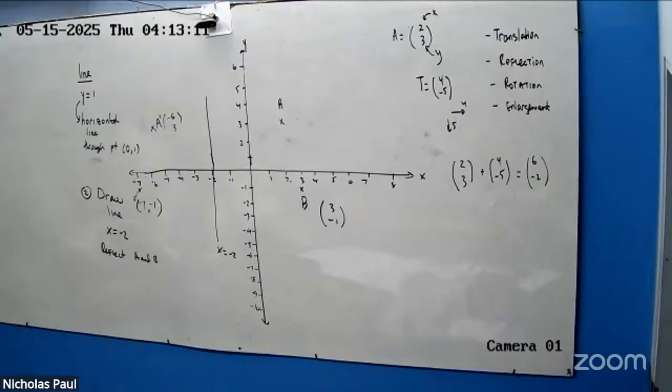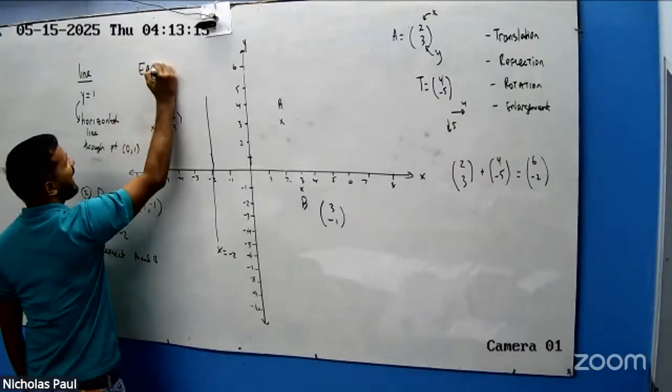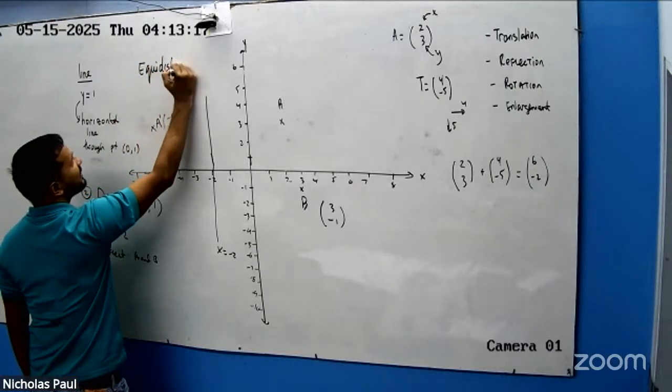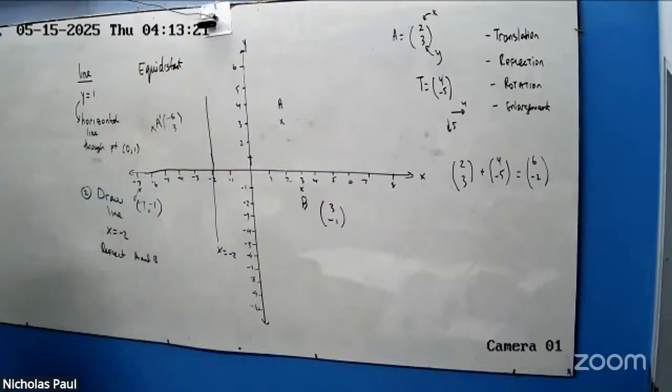Let's go over equidistant for some order. Right, it must be equidistant from the mirror line. Equidistant is one word, not two words. Okay. Everybody clear? Right.